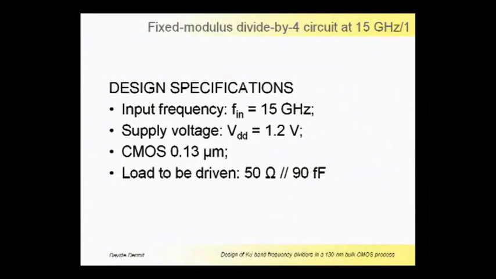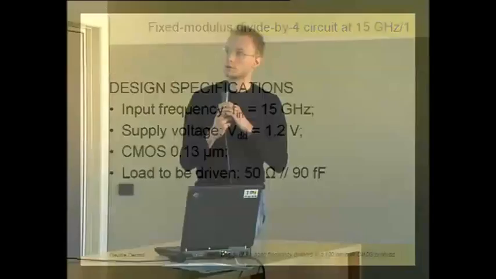Let's start from the first divider. It is a fixed modulus divide-by-4 circuit. It receives an input signal at 15 gigahertz and the supply voltage is 1.2 volt. The load that has to be driven is 50 ohm in parallel with 90 femtofarad, which is an estimation of the pad capacitance.